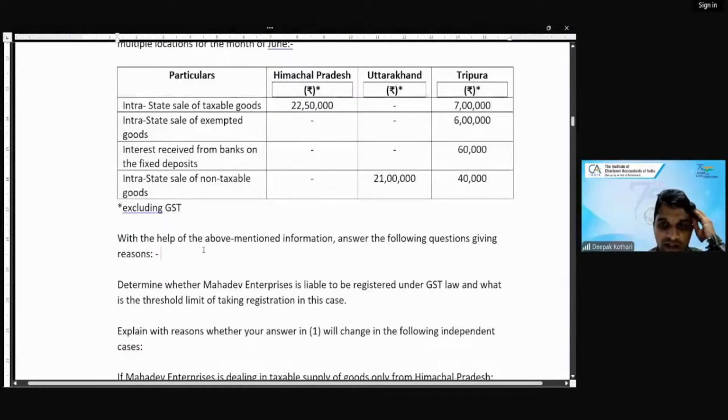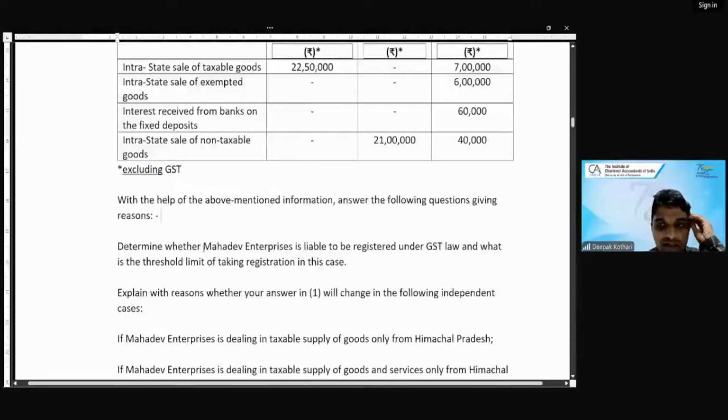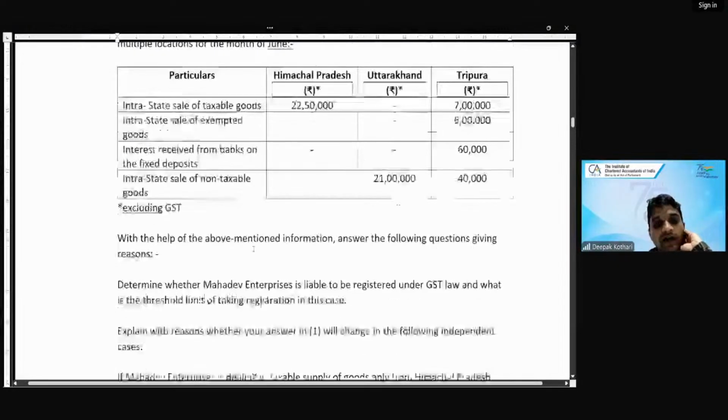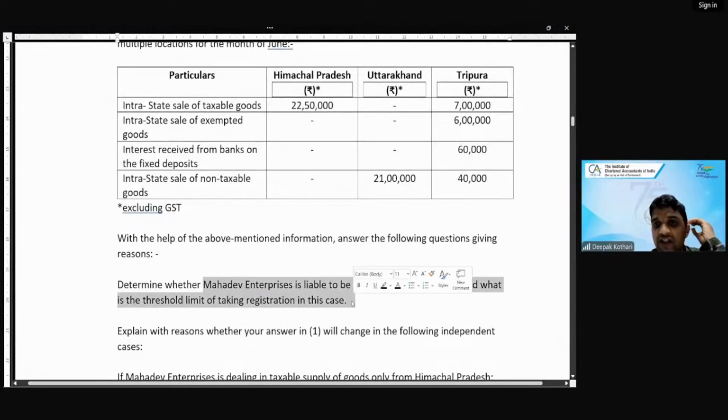With the help of the above mentioned information, answer the following questions by giving reasons as well. Determine whether Mahadev Enterprises is liable to be registered under GST law and what is the threshold limit for taking registration in this case. Explain with reasons whether your answer will change. So that will come later. First, determine whether Mahadev Enterprises is liable to be registered under GST law and what is the threshold limit for taking registration in this case.